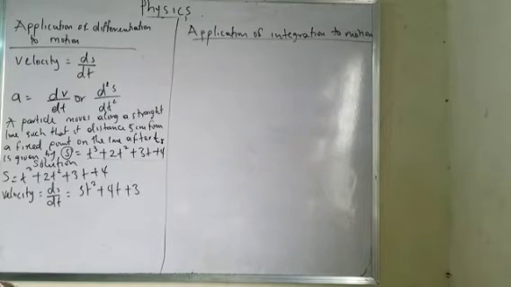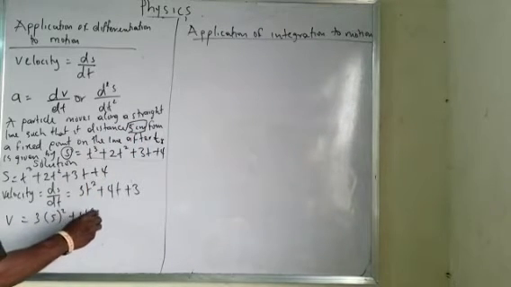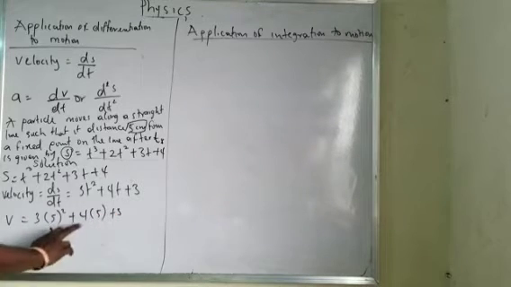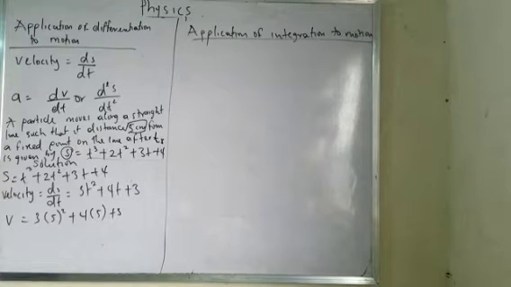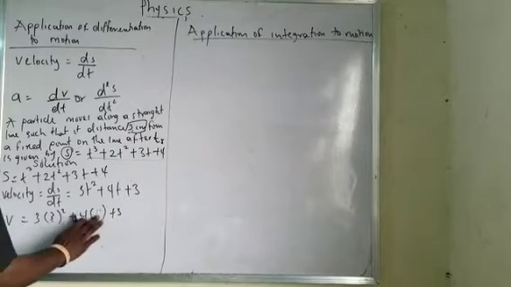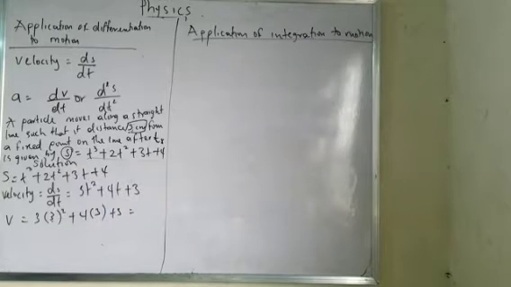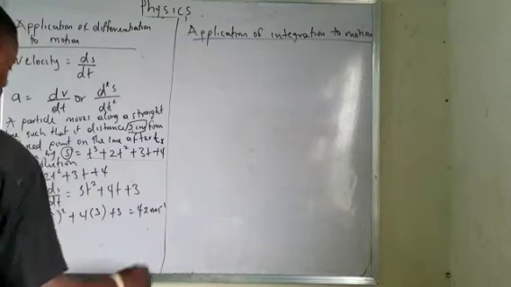And the next one, if I want to find my acceleration, first the velocity. Let me use t equals 3 seconds, because the numbers are getting too big. Velocity equals 3 times 3 squared plus 4 times 3 plus 3, which is 27 plus 12 plus 3, giving 42 meters per second.